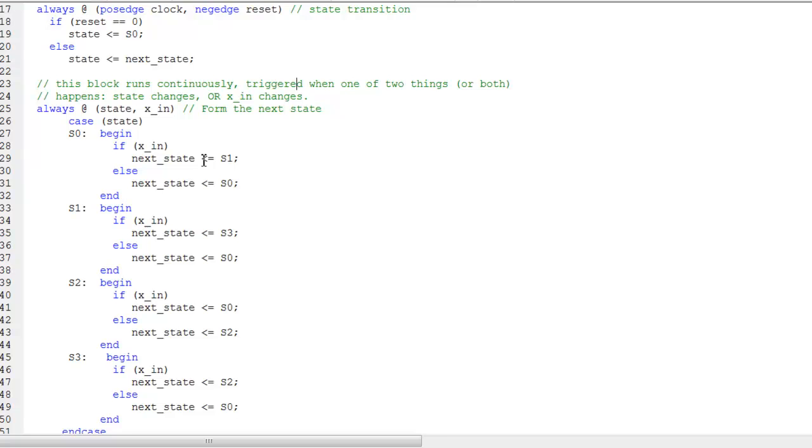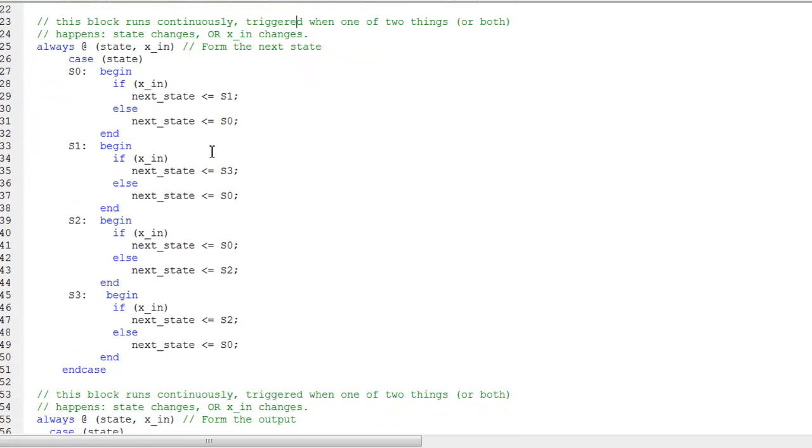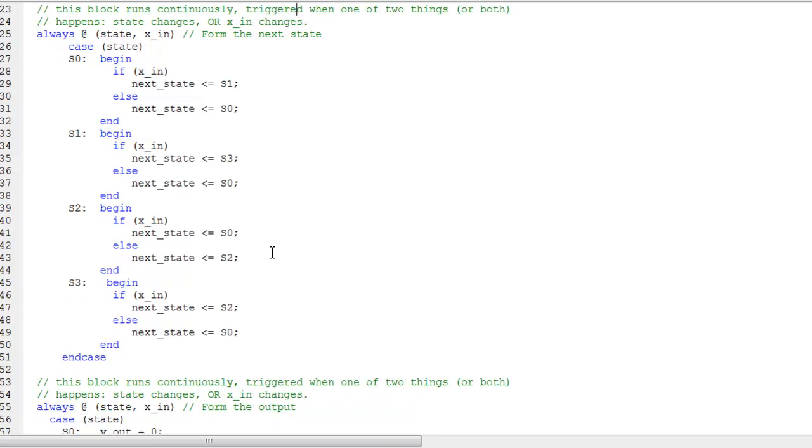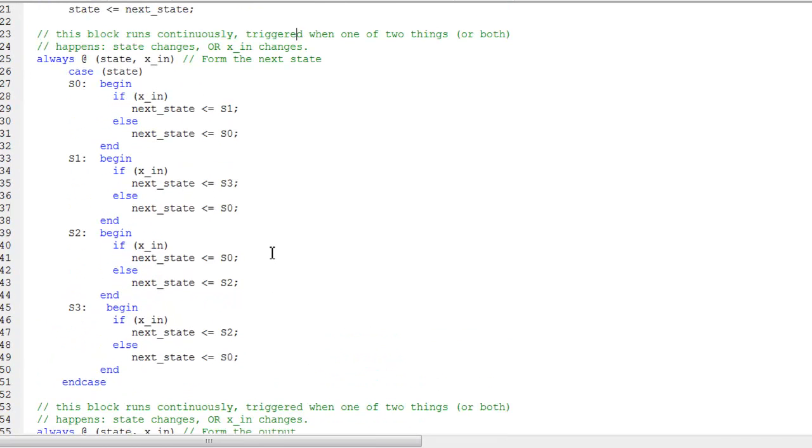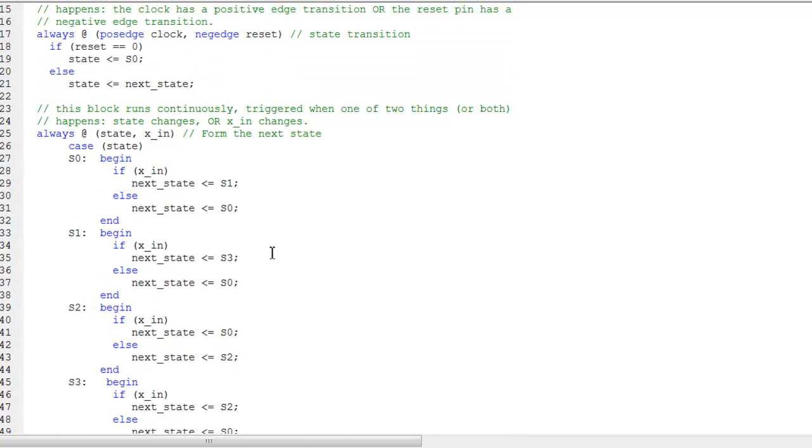The second always block is all about doing the combinational logic for the state transition. It has a simple case statement indicating the current state and then deciding which is the next state. And this mimics the state diagram we saw previously. Now, just like the previous always block, we have certain conditions which indicate when this will be triggered. In this case, when there are changes in either state or in the X input, this code will be executed.